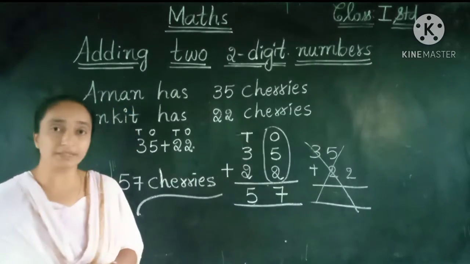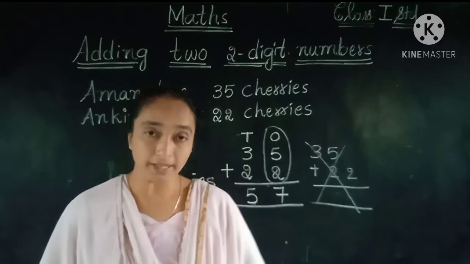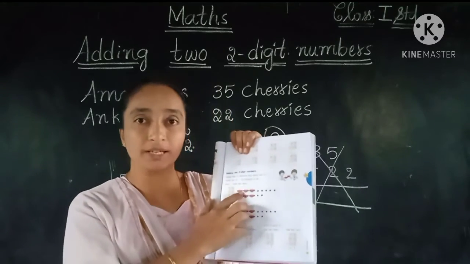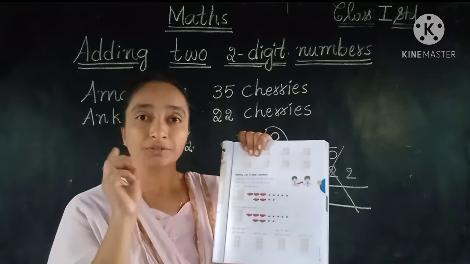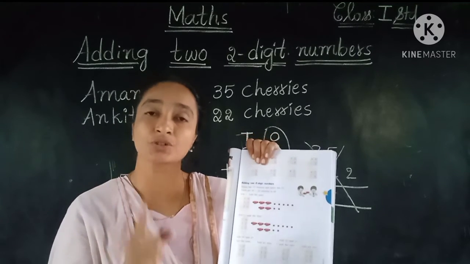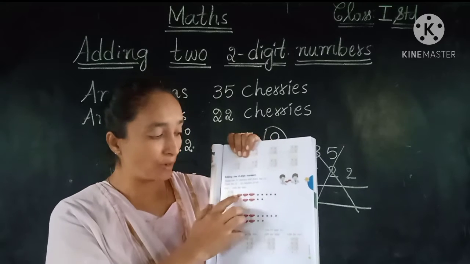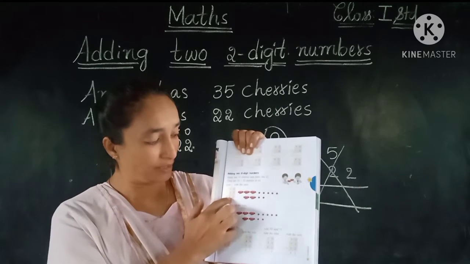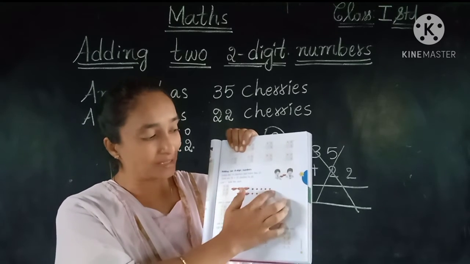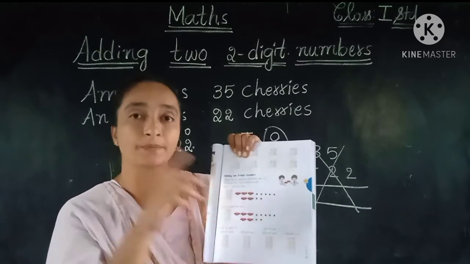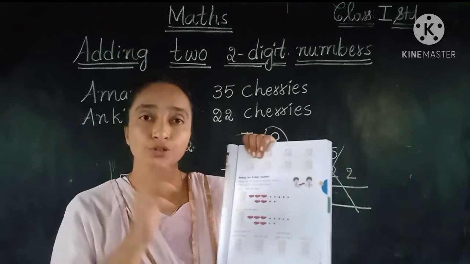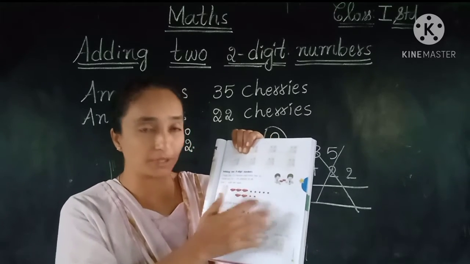So here we have completed this example children. In our textbook we can see 3 tens. So 3 bunches are there. In each bunch they have 10 cherries. So 1 ten, 2 tens, 3 tens. And here they have 22, which means 2 tens. Now the ones they have written separately here: 5 ones. So 1 cherry we kept separately. And 22, 2 tens and 2 ones, we have kept here separately.